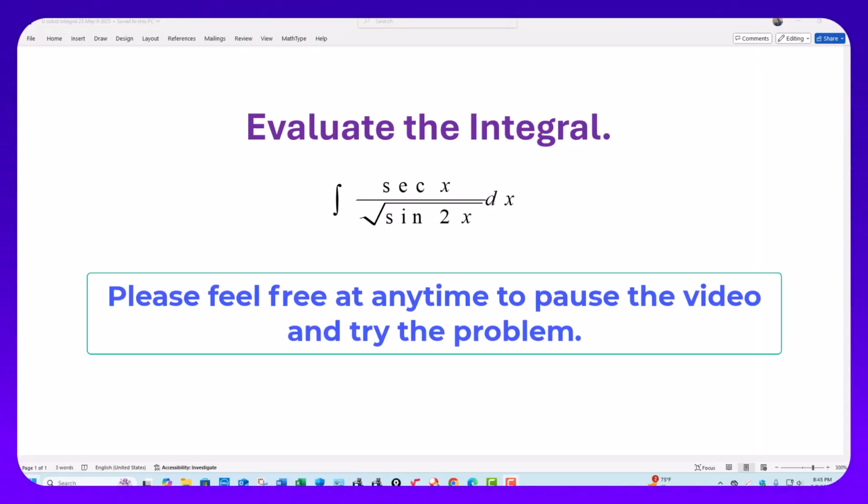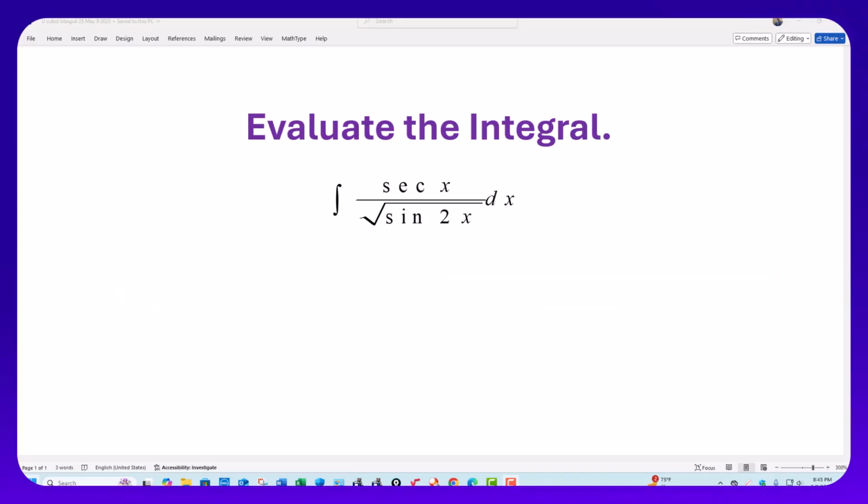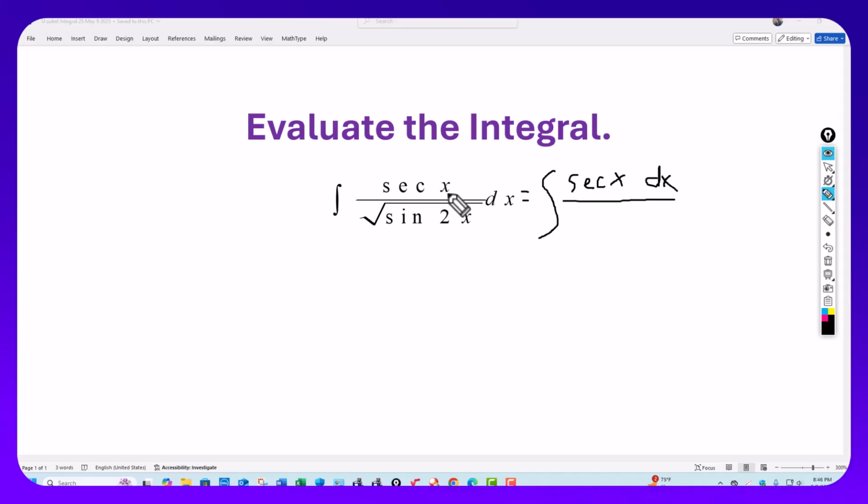In this video, we're going to evaluate the integral of secant of x over the square root of sine of 2x. So in the numerator, the argument of the function is x, and the denominator is 2x. So let's take care of that. It's going to equal the integral of secant of x dx, and we want the same argument if we can here.